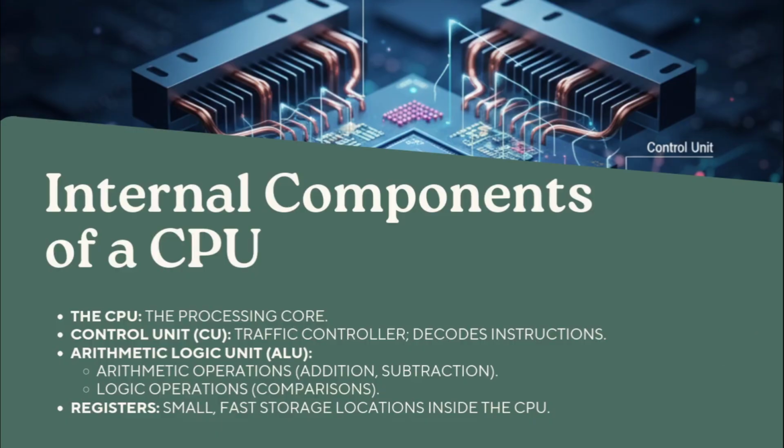The CPU consists of several key internal components. First, we have the control unit, the CU. You can classify the CU as the computer's central traffic controller. It adjusts the flow of data and retrieves memory based on instructions. It retrieves instructions and decodes them to tell other parts of the CPU what needs to take place.